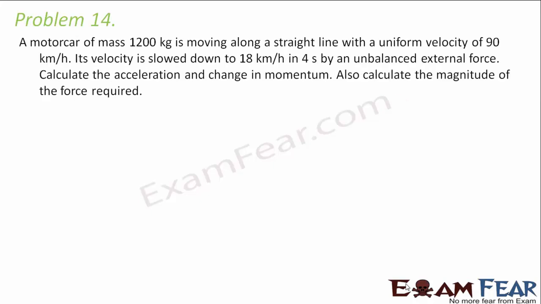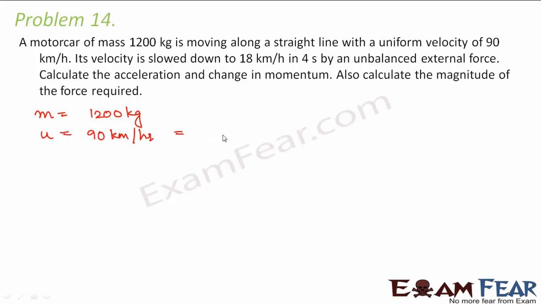Here comes problem 14. It says a motor car of mass 1200 kg is moving along a straight line with a uniform velocity of 90 km per hour. Its velocity is slowed down to 18 km per hour in 4 seconds by an unbalanced external force. Okay, so that means this motor car of mass 1200 kgs had initial velocity 90 km per hour.